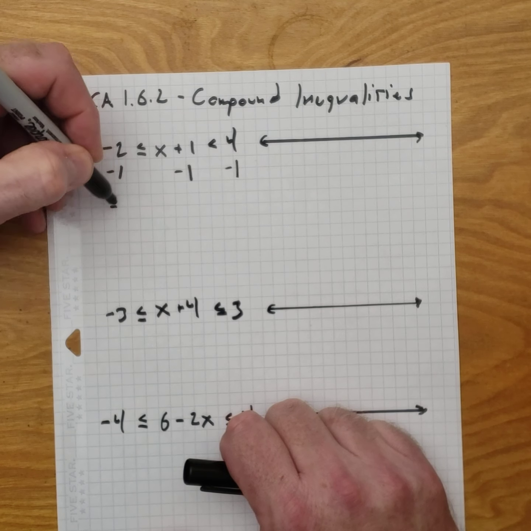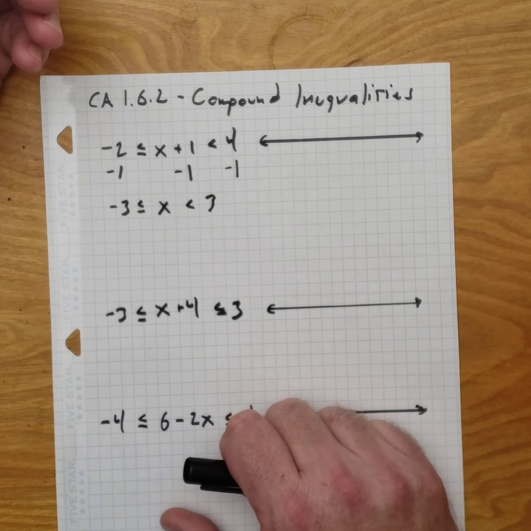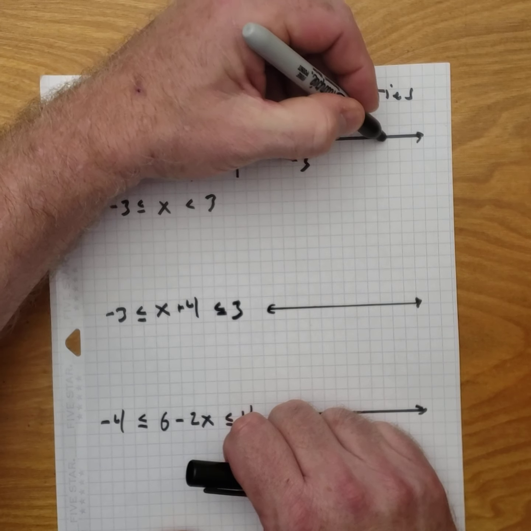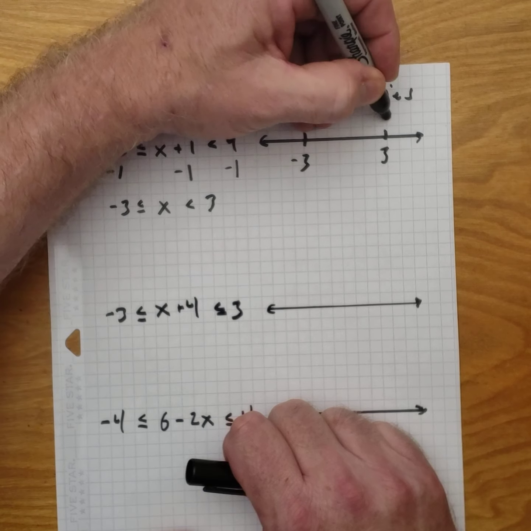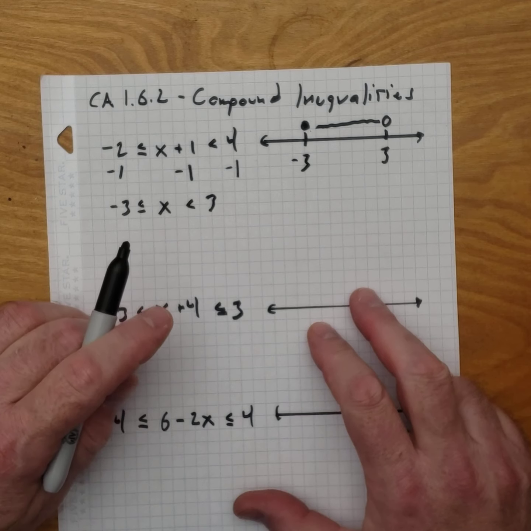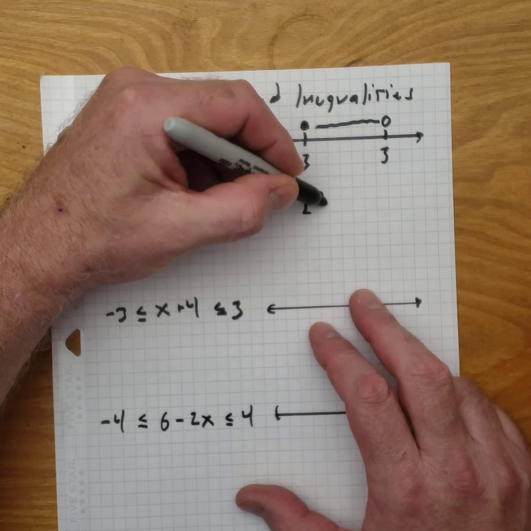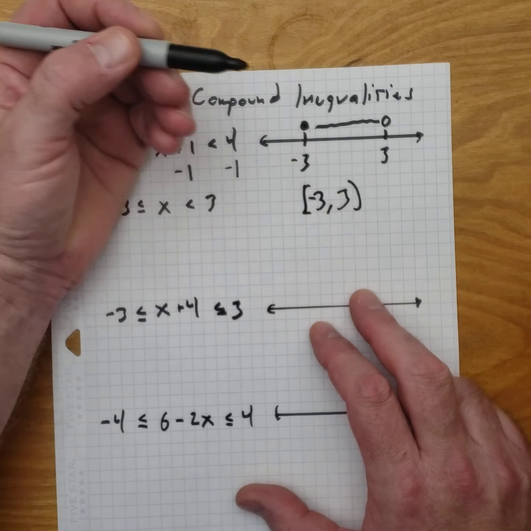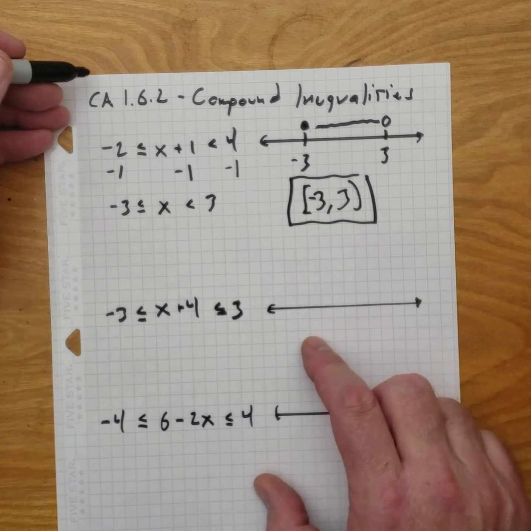Subtract 1 from all three parts, and we get -3 is less than or equal to x is less than 3. And if we want to graph that, put your -3 and your +3, make sure you get them in the right order. Solid dot, hollow circle, connected. That's what the graph should look like. And our interval notation, again: solid dot translates to a bracket, from -3 to 3. Hollow circle means not included, so that's a parenthesis. And there's our interval notation.